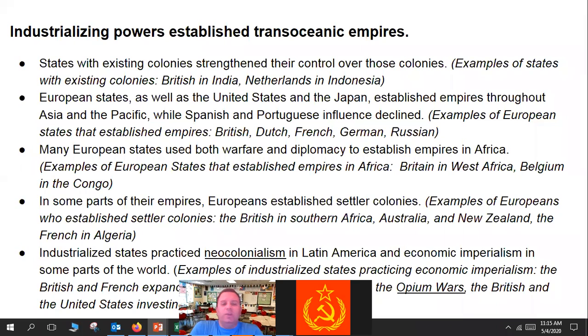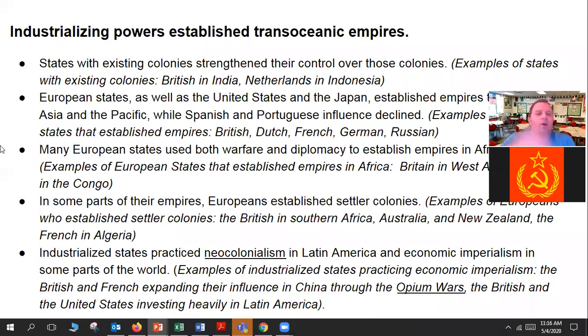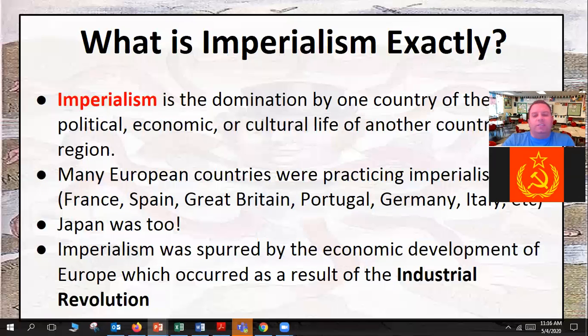Okay, and so we know again that we are going to see warfare used in some instances. Okay, and then in other instances, like the British within India, we're going to see diplomacy used, meaning it's going to be more peaceful. Okay, we're going to see some settler colonies, as well as the practice of neo-colonialism. Okay, so all of these things are going to be established during this era.